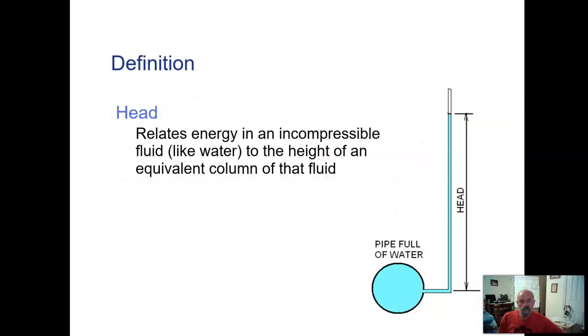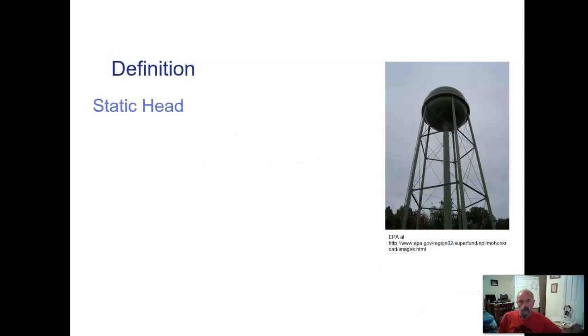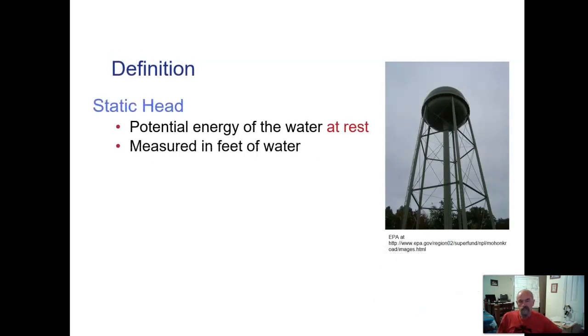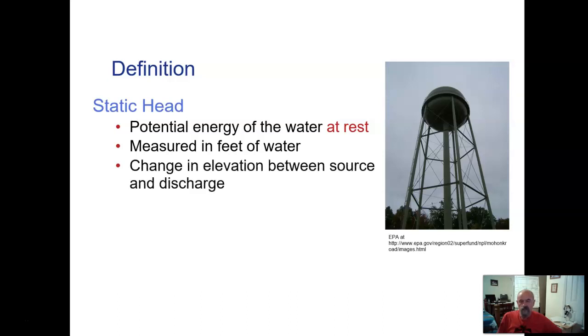Getting into some definitions. In fluid dynamics, head can be measured by the height to which water rises in a column when directly open to the water. Static head is potential energy of the water at rest measured in feet of water, and this changes in elevation between source and discharge. So you have the initial height of the water tower and then the ending height at the faucet or the house.